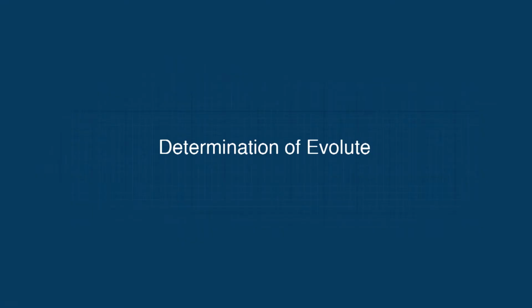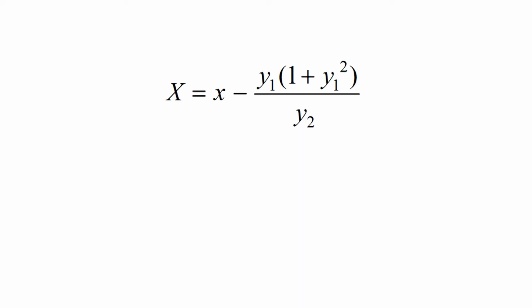We now discuss the way of determining evolutes. Evolute of a curve is the locus of the centers of curvature (X, Y) of all points of a given curve. So, to find an equation of the evolute of a curve, we eliminate x and y from the following system of two equations: X = x - y1(1 + y1²)/y2, and Y = y + (1 + y1²)/y2.